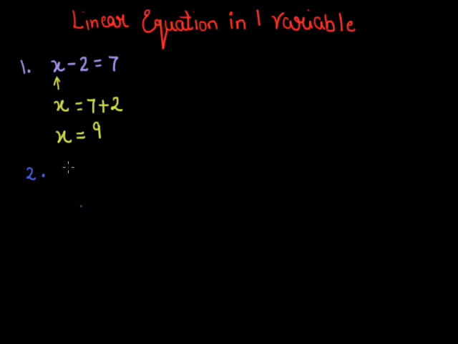The second question, y plus 3 equals 10. Again, we keep the variable on one side and put the constant on the other side. Here the variable is y and the constants are 3 and 10. When I shift 3 to the right-hand side, it will become minus 3. So y is equal to 10 minus 3, that is equal to 7. So y is equal to 7.